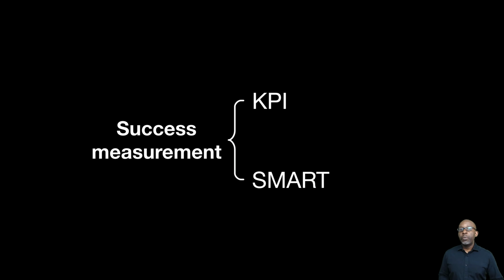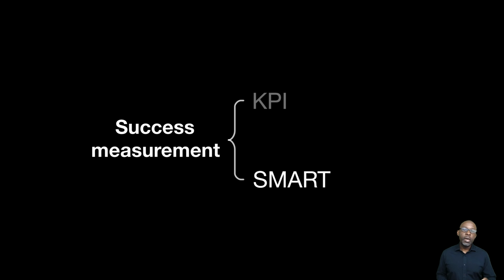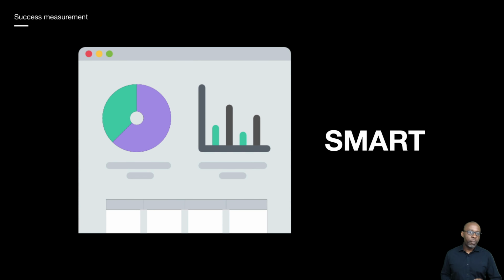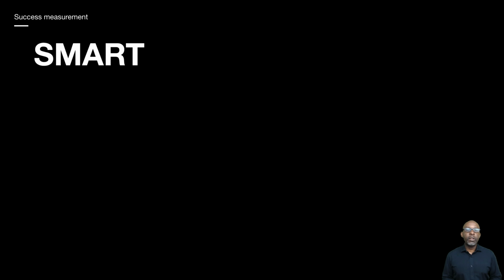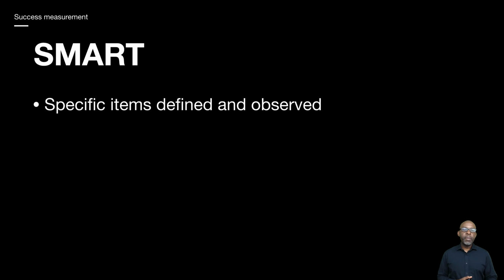In addition to being able to define and measure KPIs, there are also some guidelines on the types of KPIs that are most effective, and the SMART acronym enables us to capture what those guidelines are or best practices. So let's take a look at the SMART acronym. So S stands for specific. So we need to be able to define items that are specific and observable.